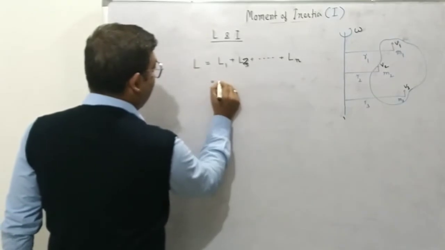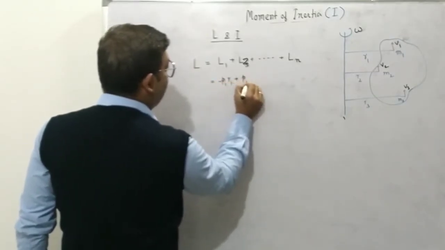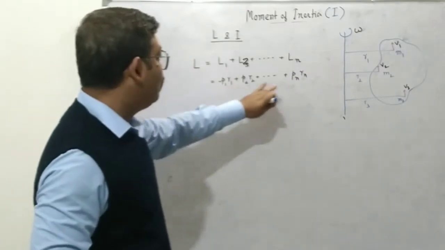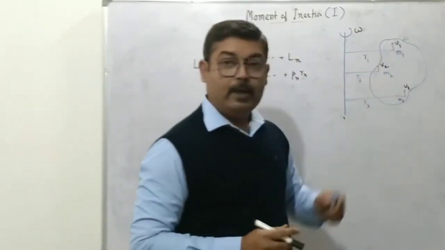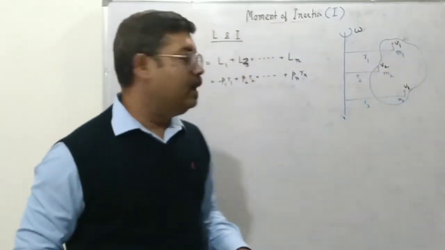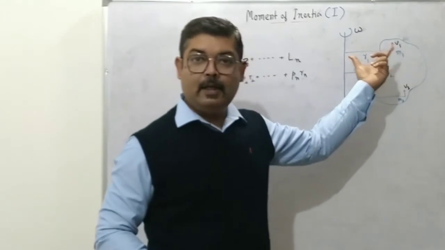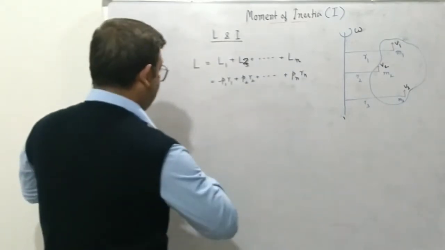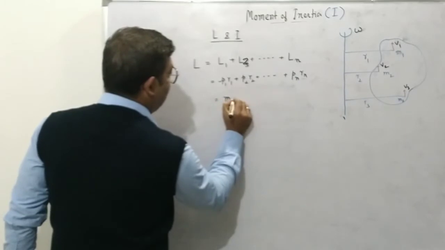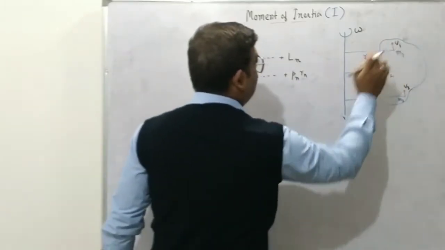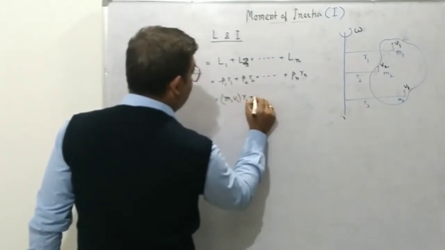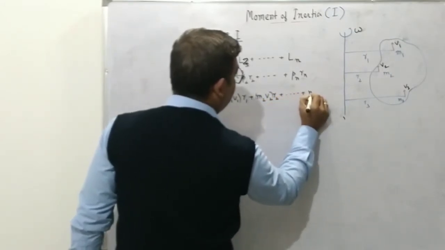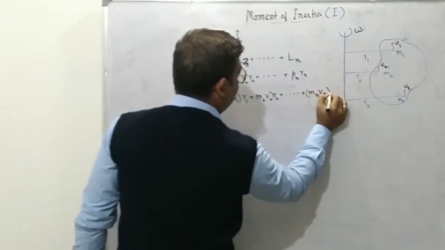By definition we know it is equal to P1 into R1 plus P2 into R2 till Pn into Rn, where P1, P2, P3, etc. are the linear momenta of the given particles m1, m2, m3 respectively, and R1, R2, R3 are their respective distances from the axis of rotation about which they are moving in a circular path. However, linear momentum for the first particle will be m1 v1 into r1. Similarly, m2 v2 into r2 for the second particle, and for the nth particle mn vn into rn.